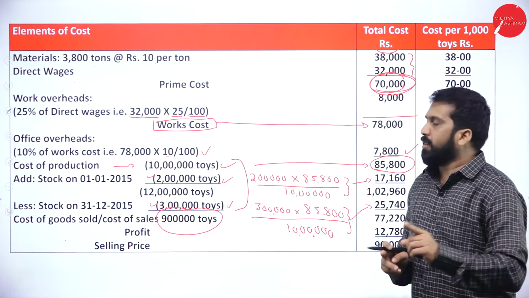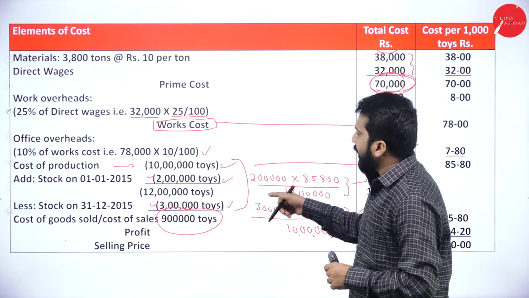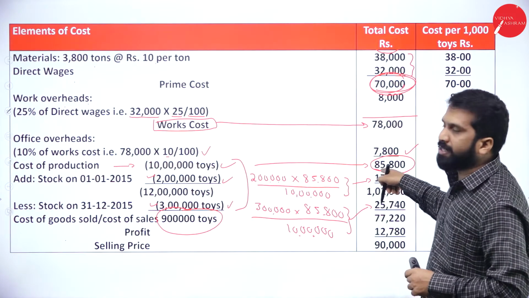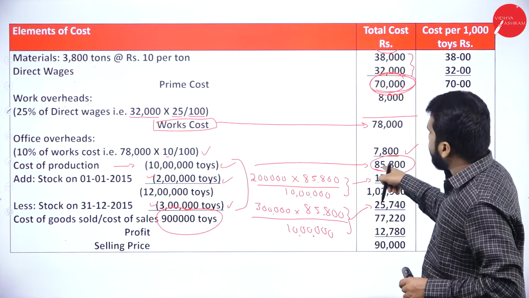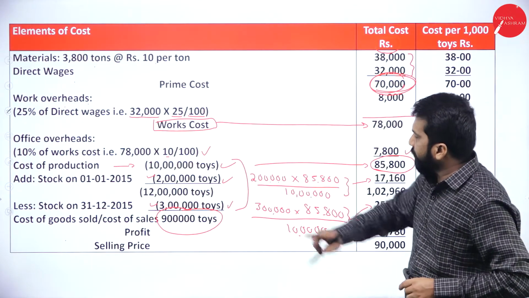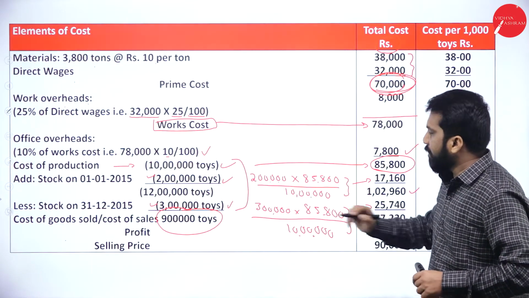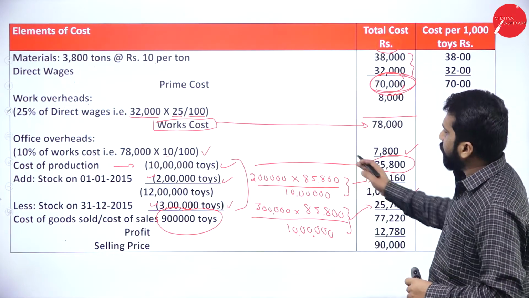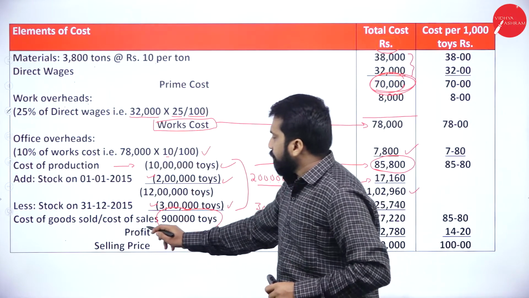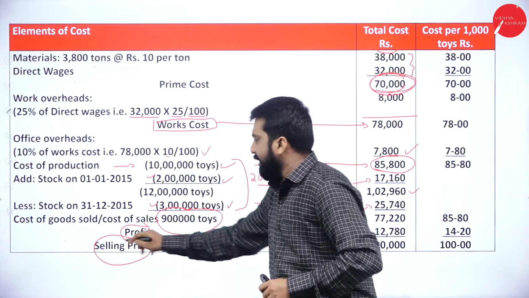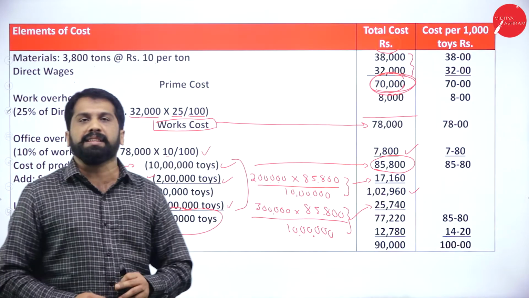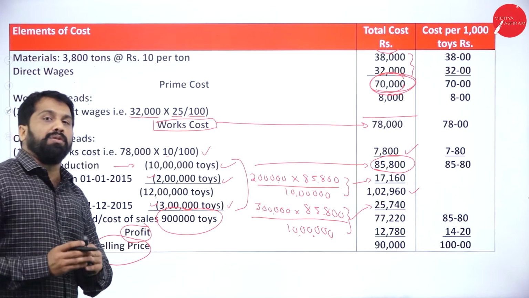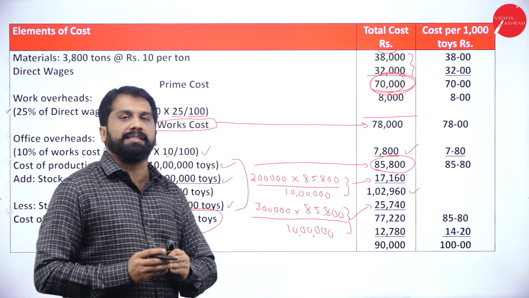Did you understand? Now, to find out the value, we have taken this as a base. This is for how many units? 10 lakh units. So we have taken 10 lakh as a base for both. Hope you understood. Then, once it is done, we need profit as well as selling price. Now, how to find out profit as well as selling price?